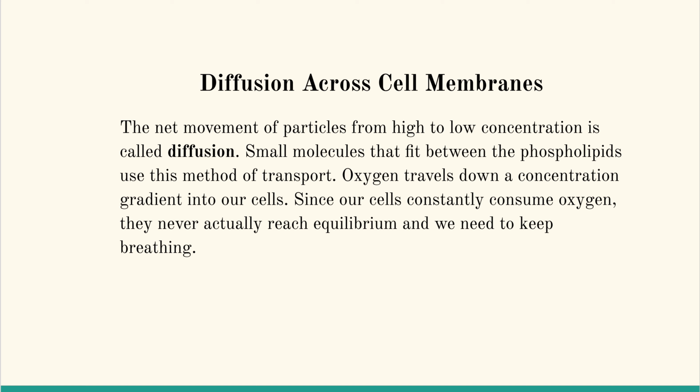And in oxygen's case, since we are constantly consuming oxygen, it never actually reaches equilibrium. We always have a low concentration of oxygen in our cells because we're constantly using it up. So oxygen will always move from our red blood cells into our body cells. And carbon dioxide's the opposite. We're always producing carbon dioxide, so there's always a relatively high concentration in our cells, even as it diffuses out into the blood to be carried away and expelled through the lungs.